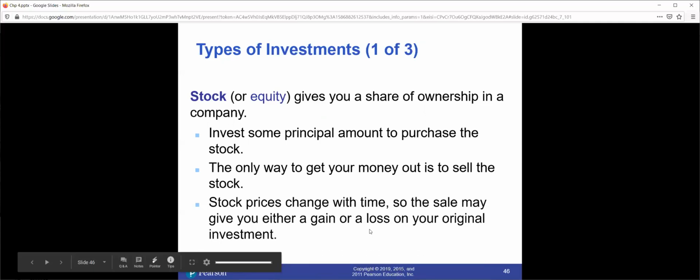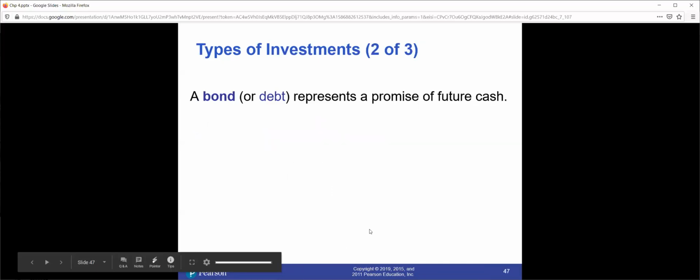Stock prices, of course, change over time. So a sale may gain you a net profit or loss based on the original investment. If you've seen any movie about a stockbroker, right? Buy low, sell high is the idea here.